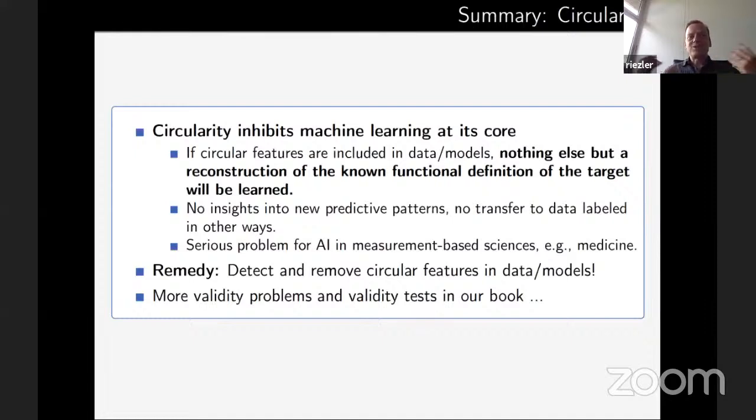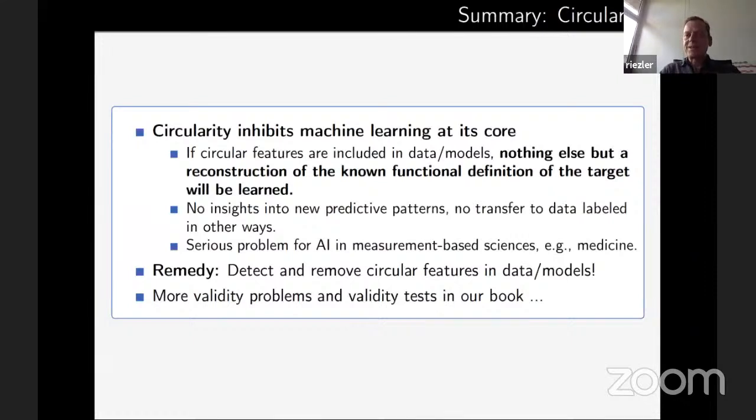If the labels are not given naturally, if they are created automatically by a functional definition, the remedy is not machine learning. The remedy is that you have to detect those features and remove them. More circularity problems and more validity tests are in our book.